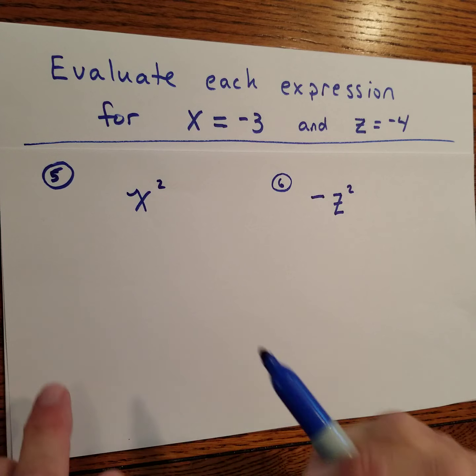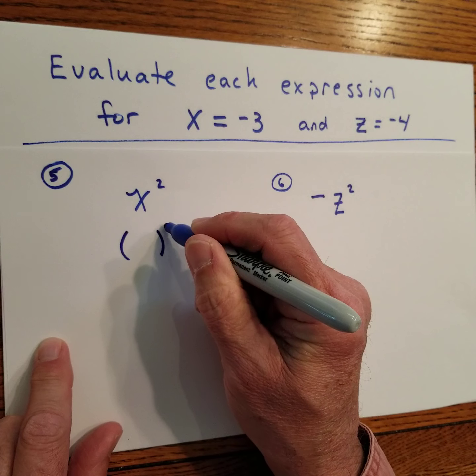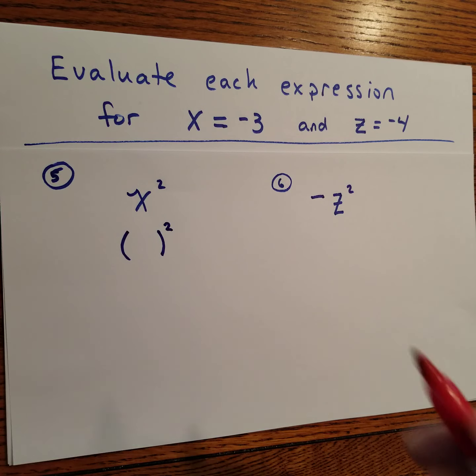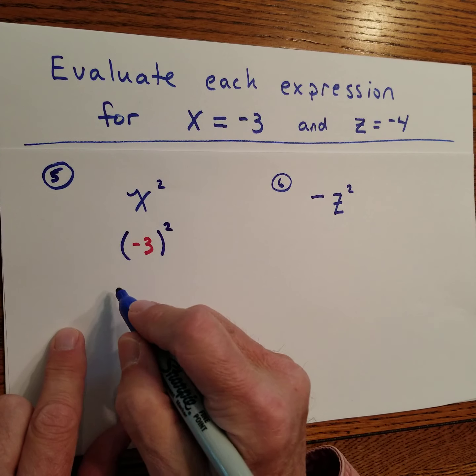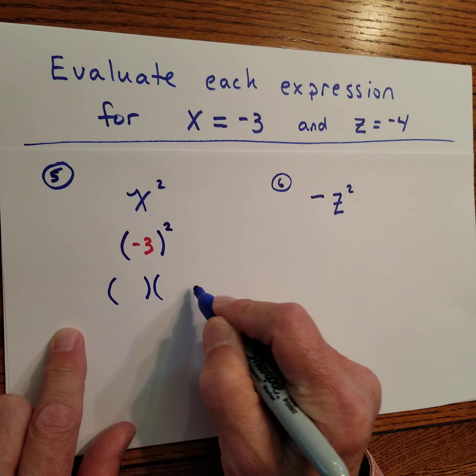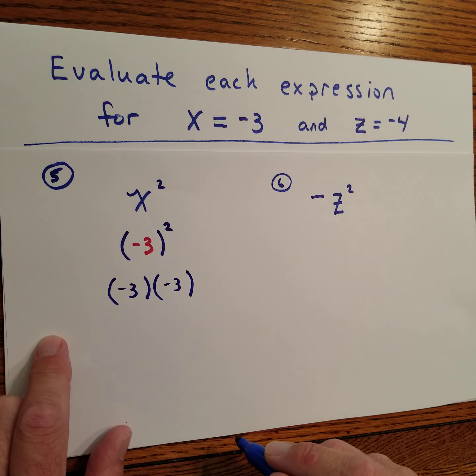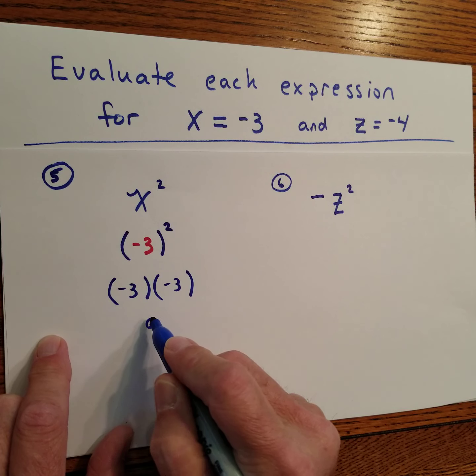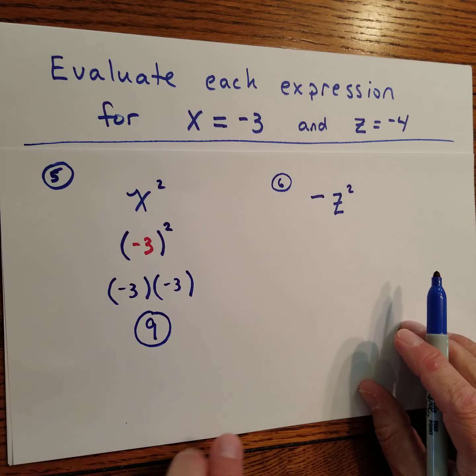Here comes number 5. I copy down the problem. Then anywhere there's a variable, I use a set of parentheses, and then fill in for x. This time x is -3. What I have here is -3 squared, which means take everything in the parentheses twice. That's -3 times -3. 3 times 3 is 9, and when you multiply two negatives, you get a positive. Beautiful.